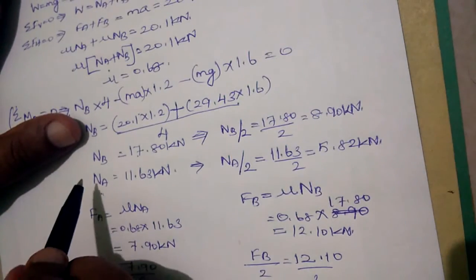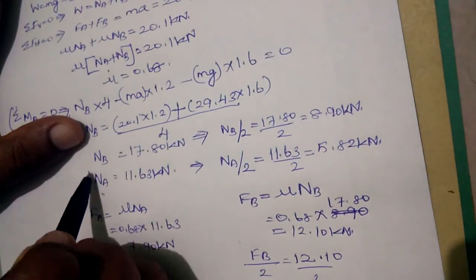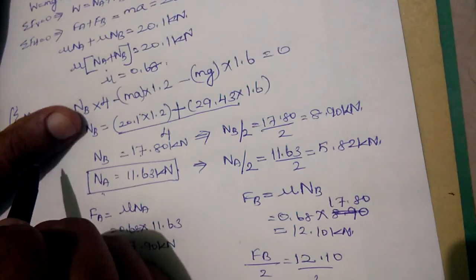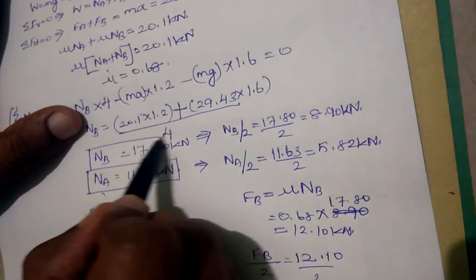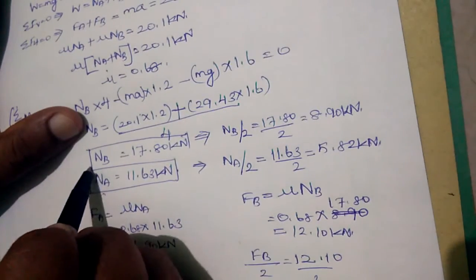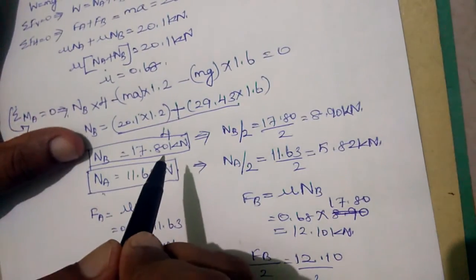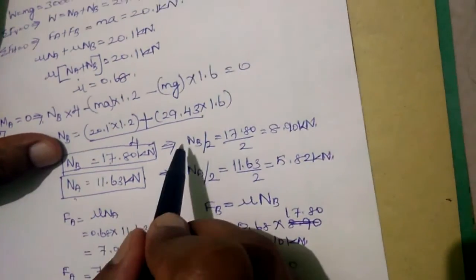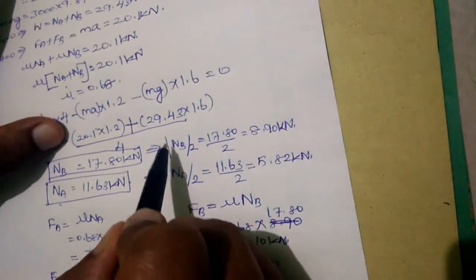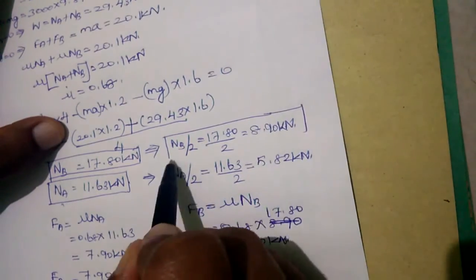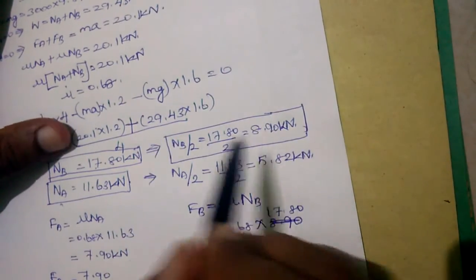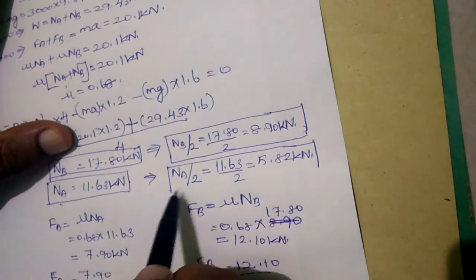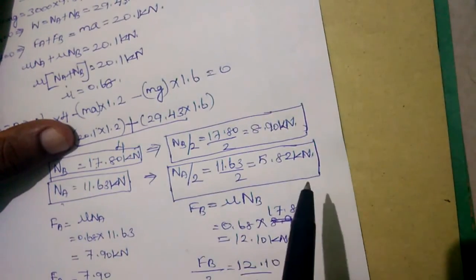Therefore, normal reaction at the front axle is NA is 11.63 kilonewton. Normal reaction at the rear axle is NB is equal to 17.8 kilonewton, and normal reaction at each of the rear wheels is 8.90 kilonewton. Normal reaction at each of the front wheels is 5.82 kilonewton.